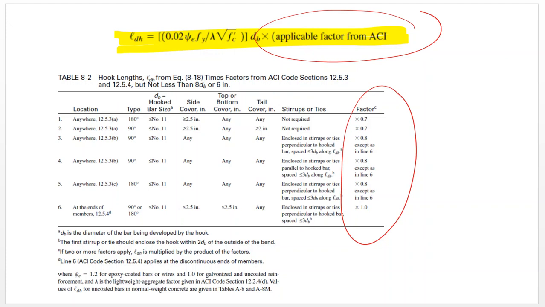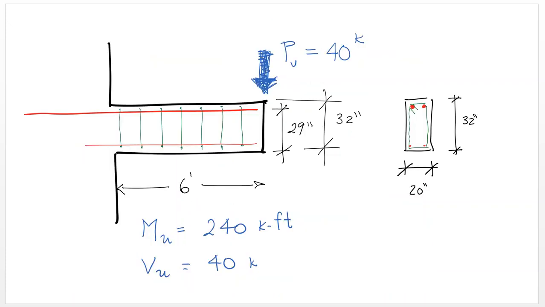If applicable. Well, let's do an example here where I have a cantilever beam with a point load at the tip of 40 kips. This is already the ultimate design load. The beam has a depth of 32 inches and a d of 29 inches and a base of 20 inches as shown here.